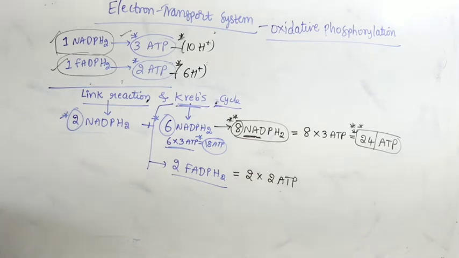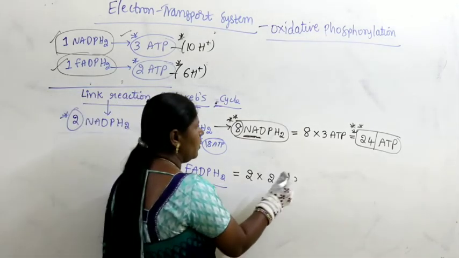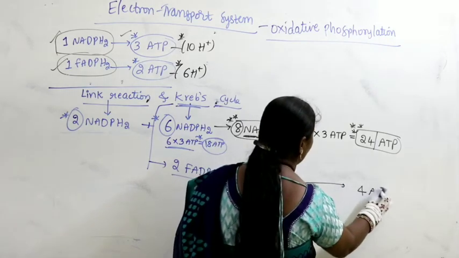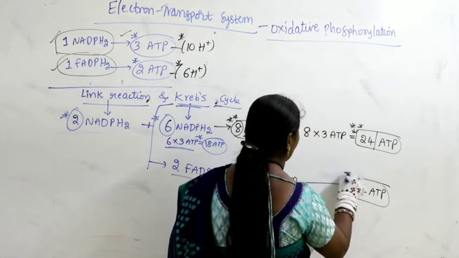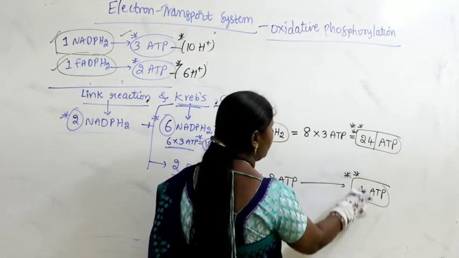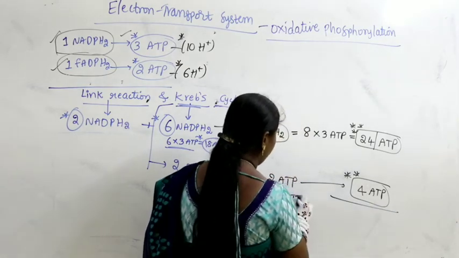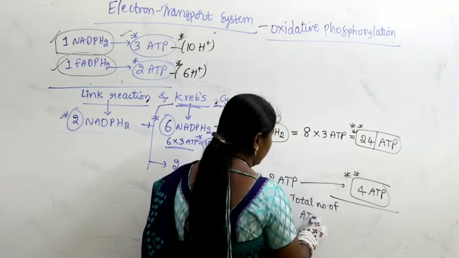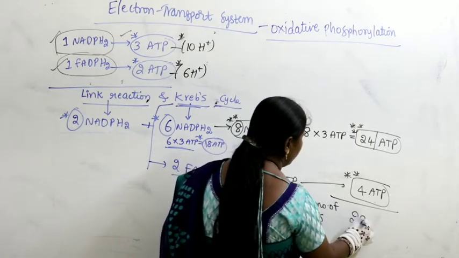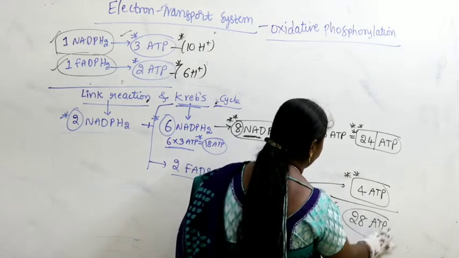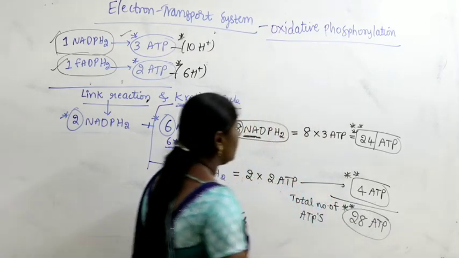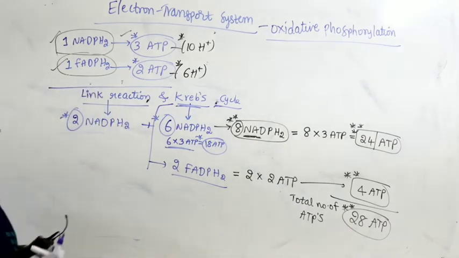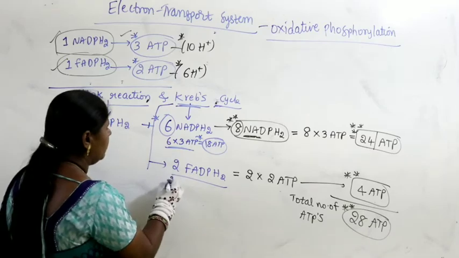Right. So when you take 2 FADH2, 2 into 2, altogether it contributes for how many ATPs? Here it contributes for 4 ATP. So 24 plus 4, so total number of ATPs will be 28 ATP. Yes or no?